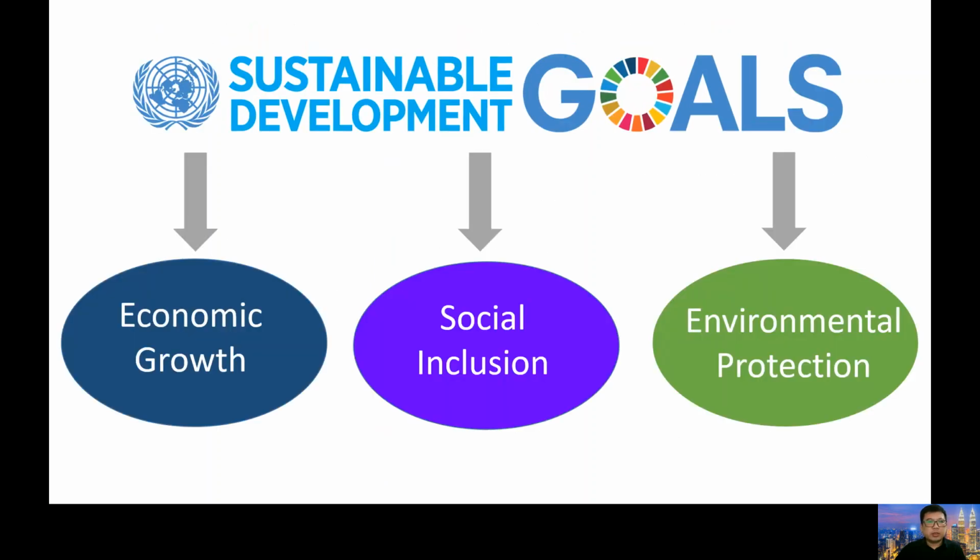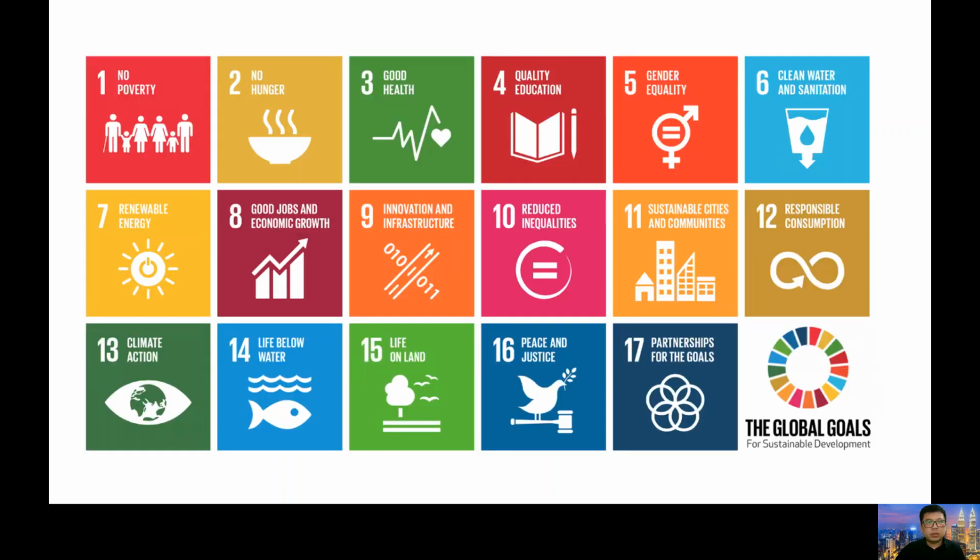There are three main focuses under the SDGs. First, it looks into economic growth. Secondly, it's about social inclusion. Thirdly, it's about environmental protection. In total, there are 17 Sustainable Development Goals that the United Nations would like to focus on.